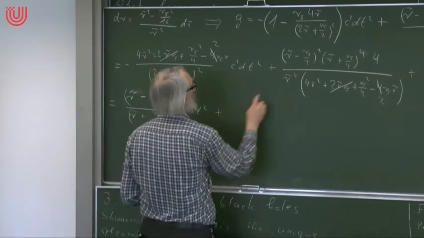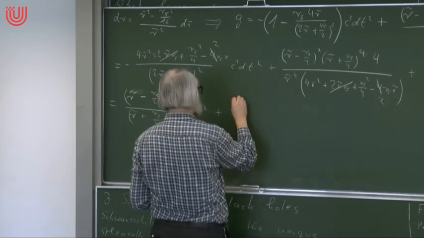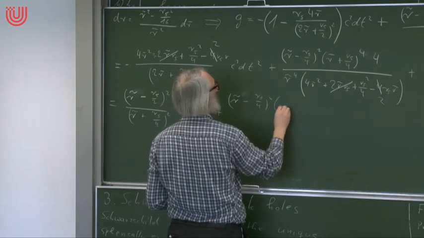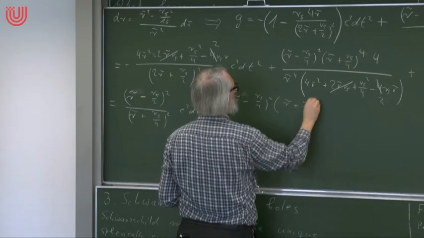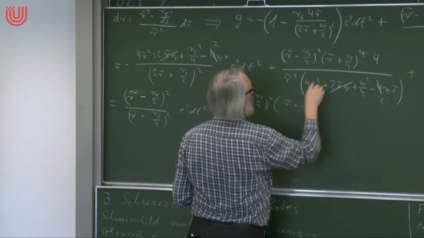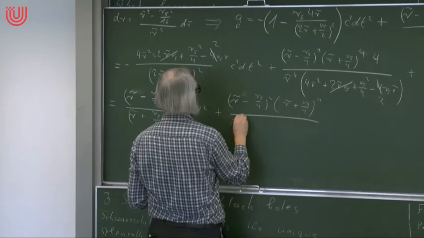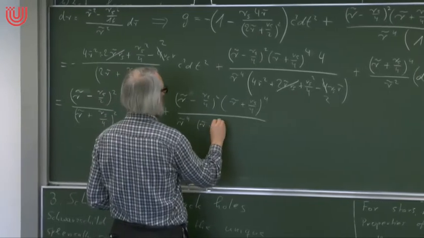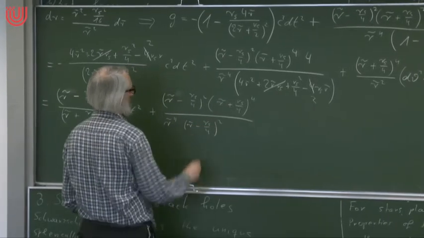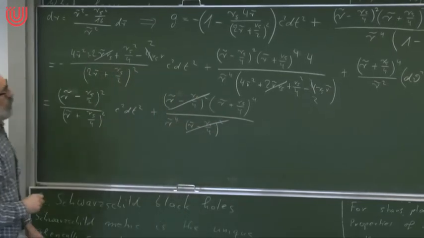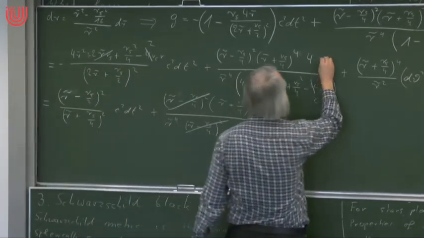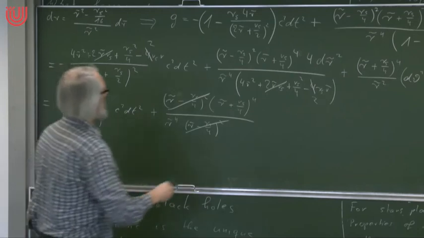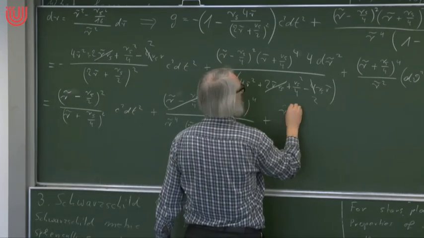The second term is, I copy the denominator as the numerator: (r̃ minus r_s/4) squared over (r̃ plus r_s/4) to the 4th. And the 4 I cancel. Then I have here r̃ to the 4. And this is again a square: (r̃ minus r_s/4) squared. And you see very nicely these two terms go away. And I forgot the dr̃² here. I just forgot to copy it. And the other term, the last term, is this here.